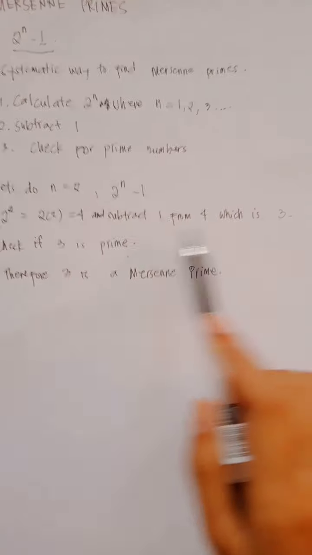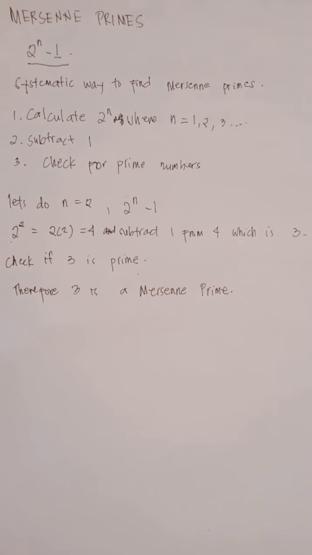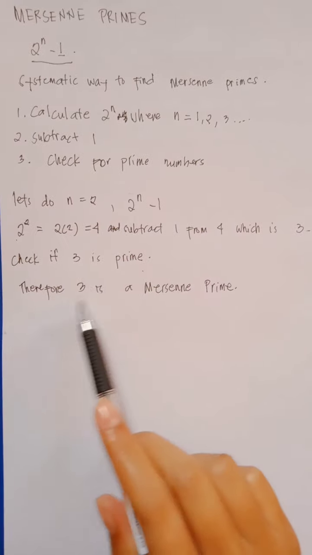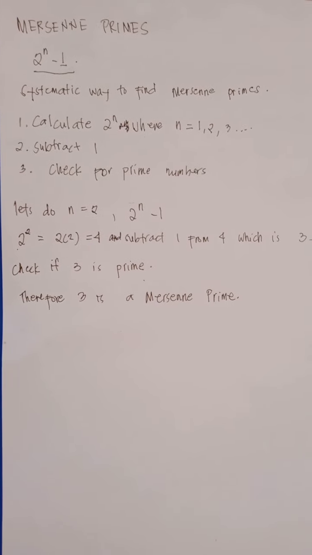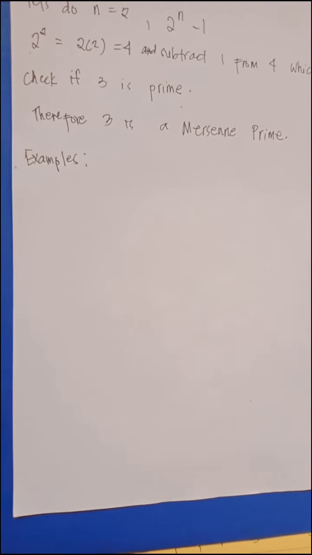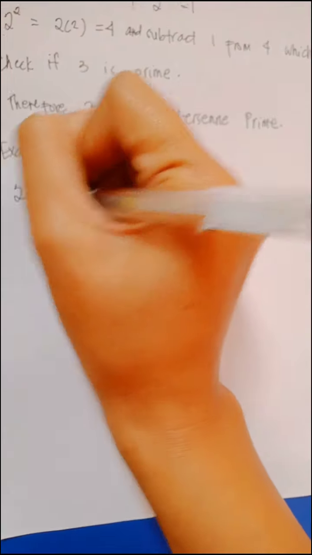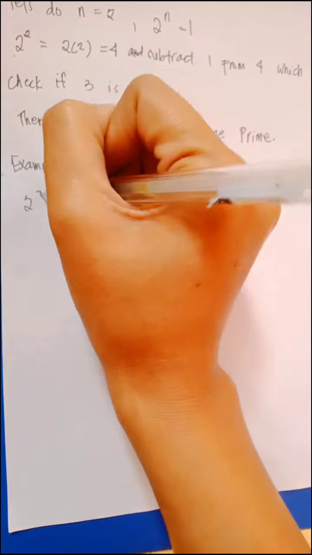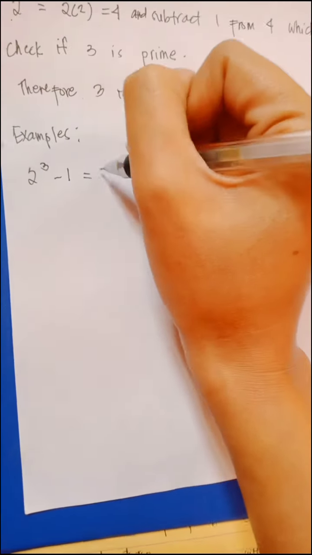The only divisors of 3 are 3 and 1. So 3 is prime. Therefore, 3 is a Mersenne prime. That's how we find a Mersenne prime. Okay, for more examples, let's do 2 to the power of 3 minus 1. That is 7.